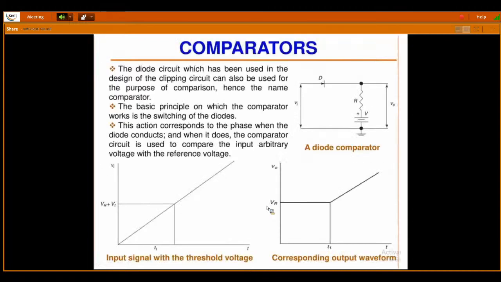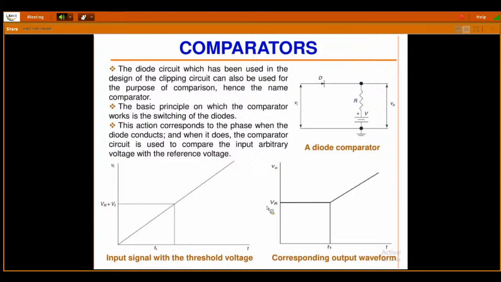Now what is a comparator? A diode circuit which has been used in the design of the clipping circuit can also be used for the purpose of comparison. Comparator is not a separate circuit. It is one of the circuits of your clipping circuit. What are the different circuits we use for the clipping of some portion of your waveforms? Out of those, one circuit we can use for the comparator purpose also.